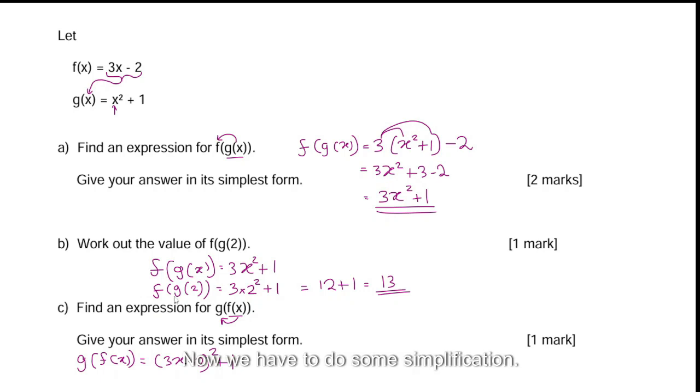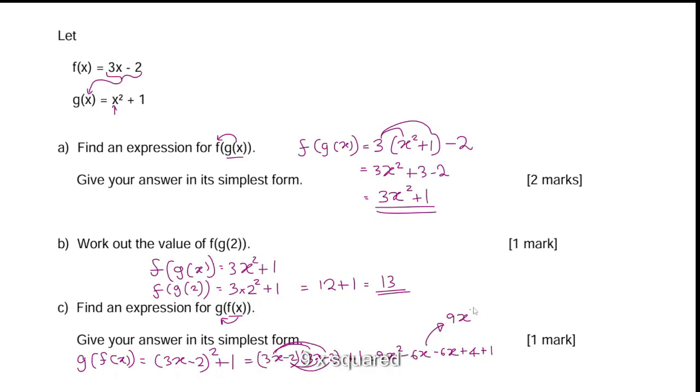Now we have to do some simplification. So let's multiply the brackets out. 3x minus 2 multiplied by 3x minus 2 and 1. 3x times 3x is 9x squared. 3x times negative 2 is negative 6x. Negative 6x. Negative and negative is positive. Add 4. And you have this 1 at the end. So add 1. So when you simplify this, you get 9x squared on its own.